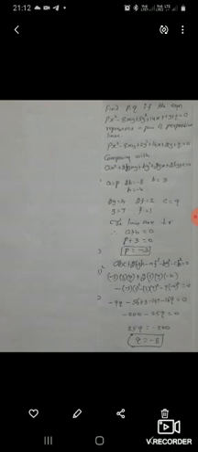If the equation px square minus 8xy plus 3y square plus 14x plus 2y plus q is equal to 0 represents a pair of perpendicular lines, it is given. So, pair of perpendicular lines means there is one more possibility.